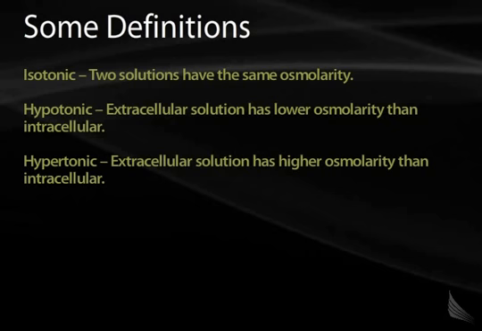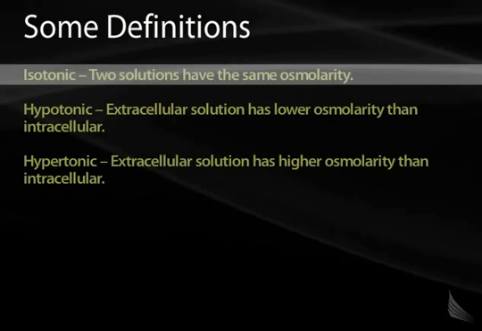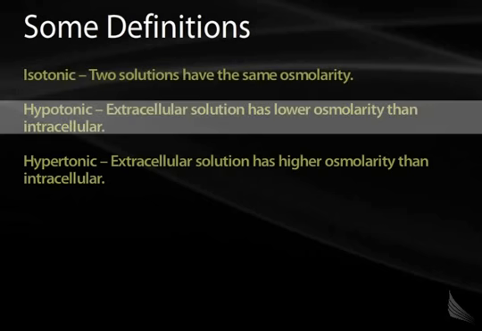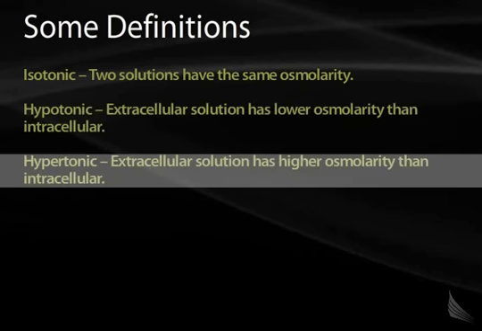Before we discuss the movement of water across membranes, we need to define some terms. Isotonic refers to two solutions that have the same osmolarity. Hypotonic situations, by convention, refer to the situation where the extracellular solution has a lower osmolarity than the intracellular solution. Hypertonic, conversely, refers to the opposite situation, where the extracellular solution has a higher osmolarity than the intracellular solution.